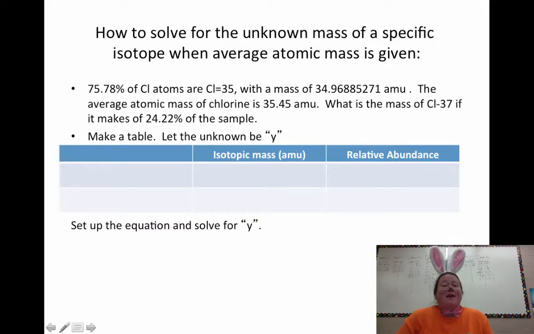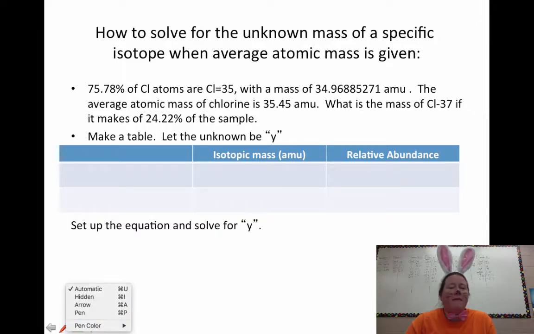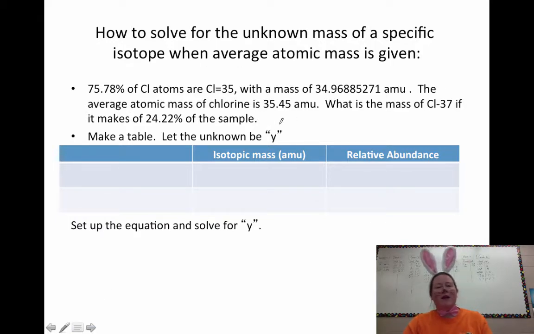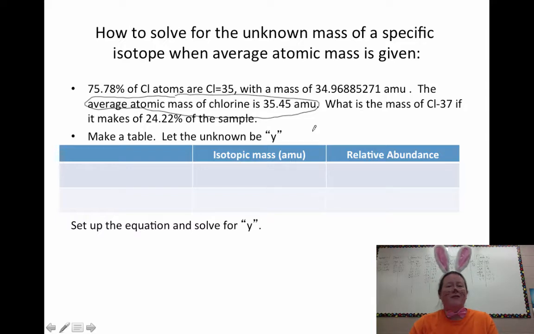Okay, the next scenario is how to solve for the unknown mass of a specific isotope when the average mass is given. So, look at the information we have. Here, the average atomic mass of chlorine is 35.45. Now, if it wasn't given to you, you could look at any periodic table and get this information.